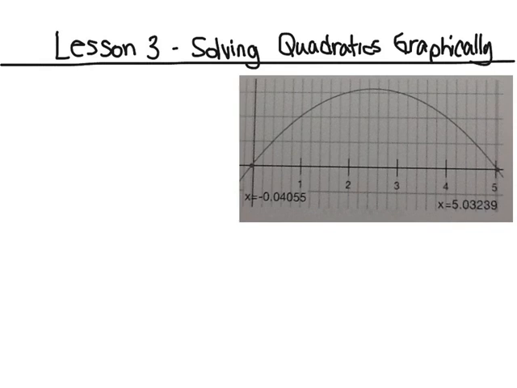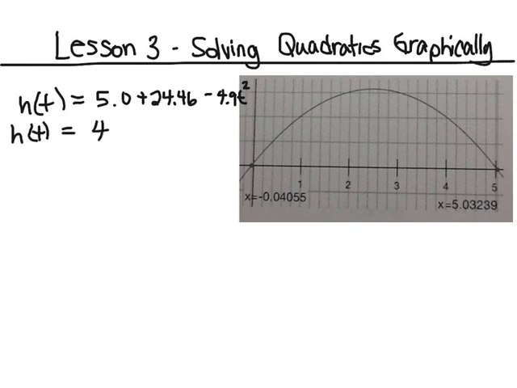For example 1, the flight time for a ski jumper depends on the velocity of the jump. The jumper's height, h of t, in meters over time is modeled by the following equation. h of t is equal to 5.0 plus 24.46t minus 4.9, this should say t squared. The graph can be used to determine when the skier is 4 meters above the water. So what it's saying is it's holding his height at 4 meters.